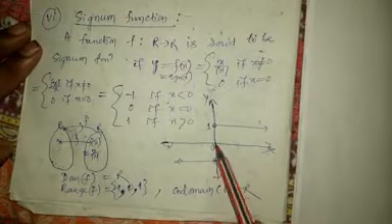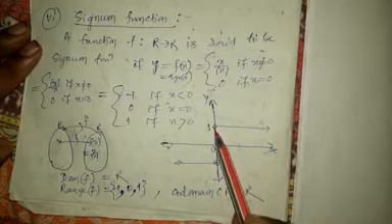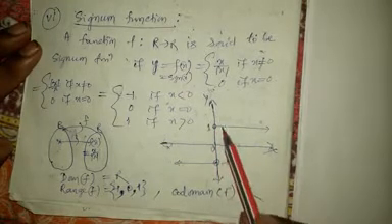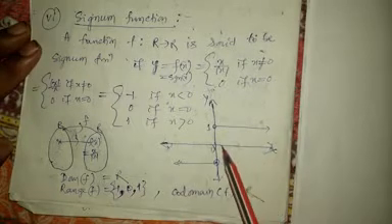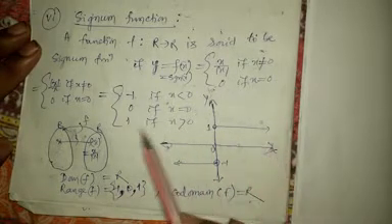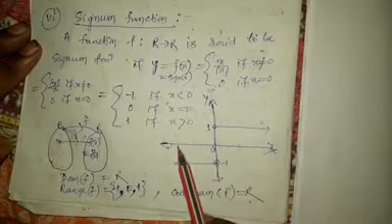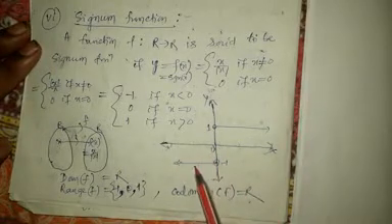Here if you put 0, it comes to 0. And if you put 1, it comes to 1. If you put 2, it comes to 1 as well. Whatever positive value you put, it comes to 1. Whatever negative value you put, it comes to minus 1.